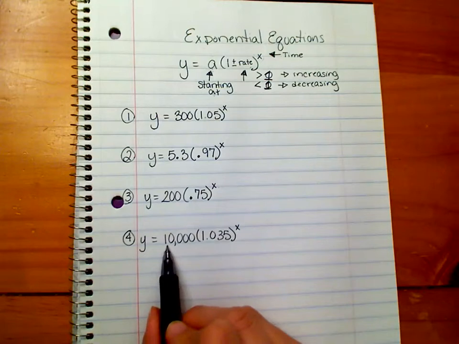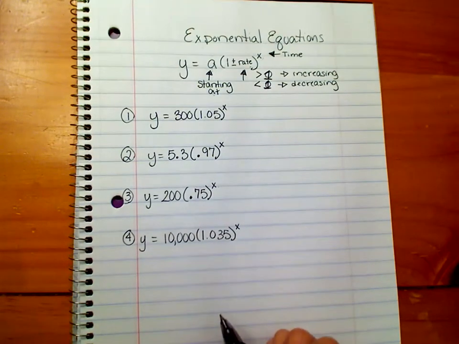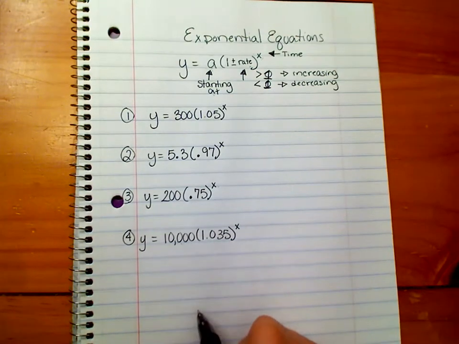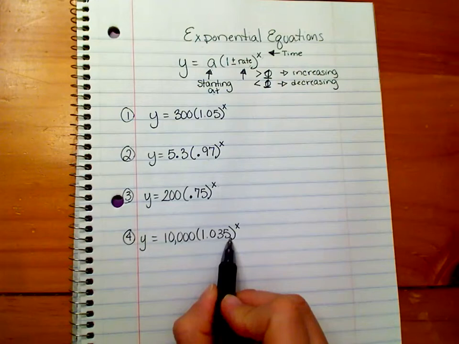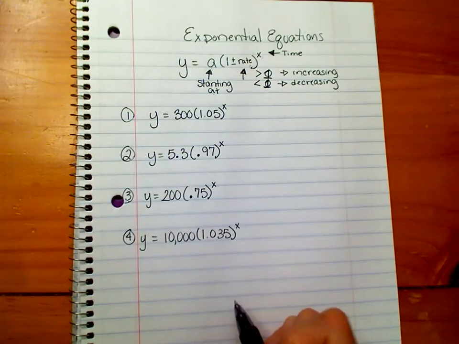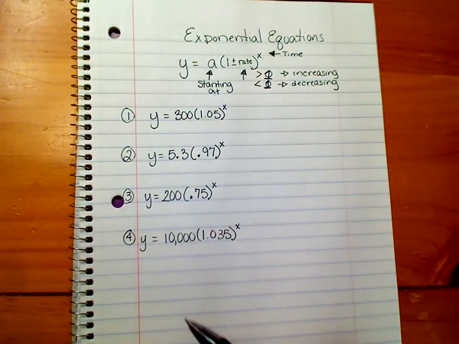The last one, 10,000 times 1.035 to the x. So something like this could be, I put $10,000 in a bank account, I'm getting 3.5% interest every month or every year. So that's just kind of an overview that you kind of know what each thing means.